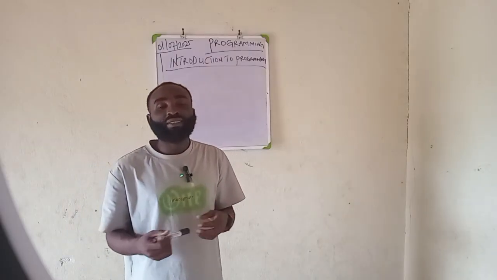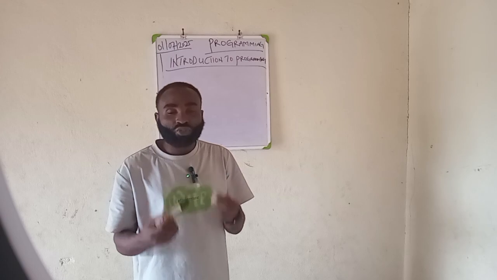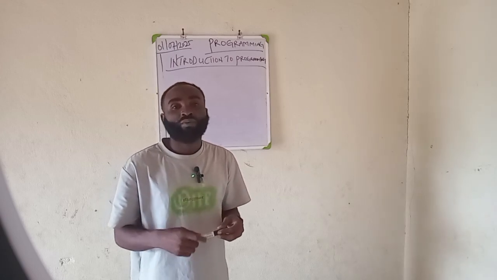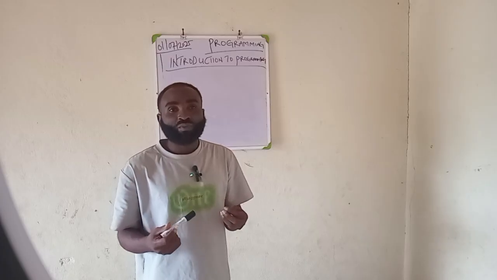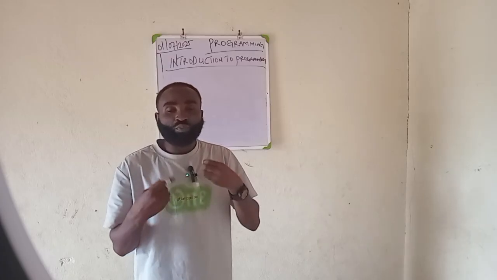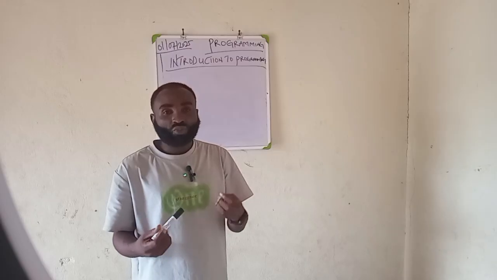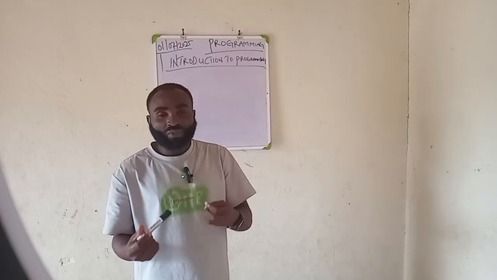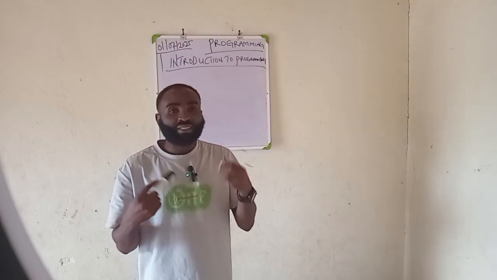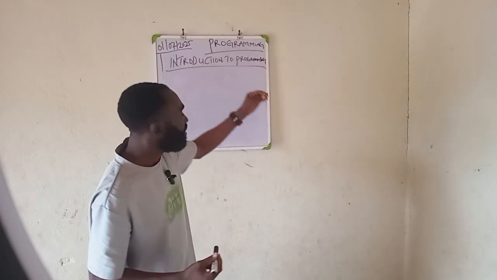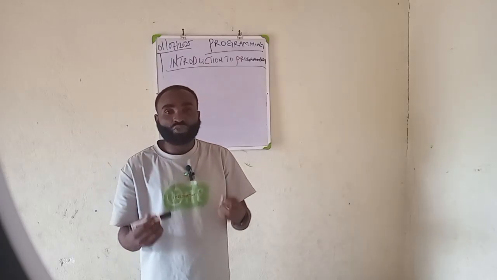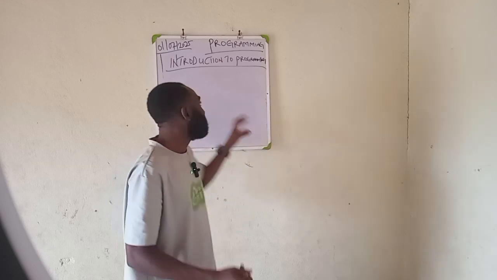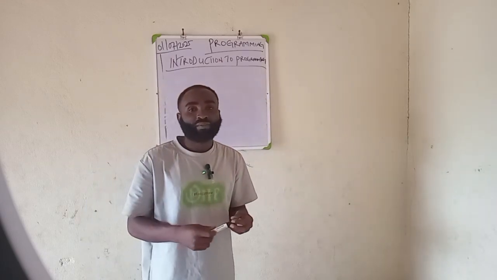Programming is giving a system instructions to perform the task you ask it to perform. For example, telling the system that at a certain time I want it to turn off is an instruction. So programming is a set of rules, instructions that a programmer gives a computer to perform a task.